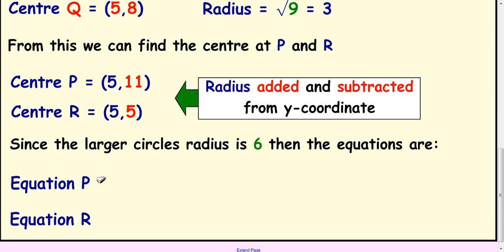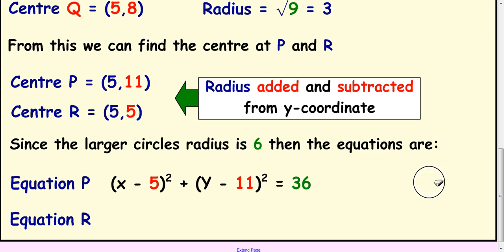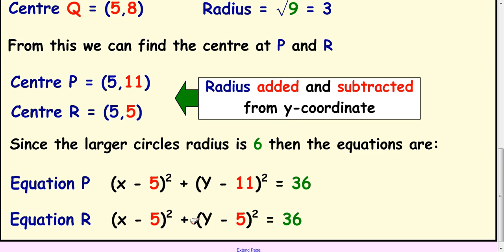So the equation of P, using this centre point when the radius is 6, is (x − 5)² + (y − 11)² = 36, the radius squared. And the equation of R, using this centre point here, is (x − 5)² + (y − 5)² = 36.